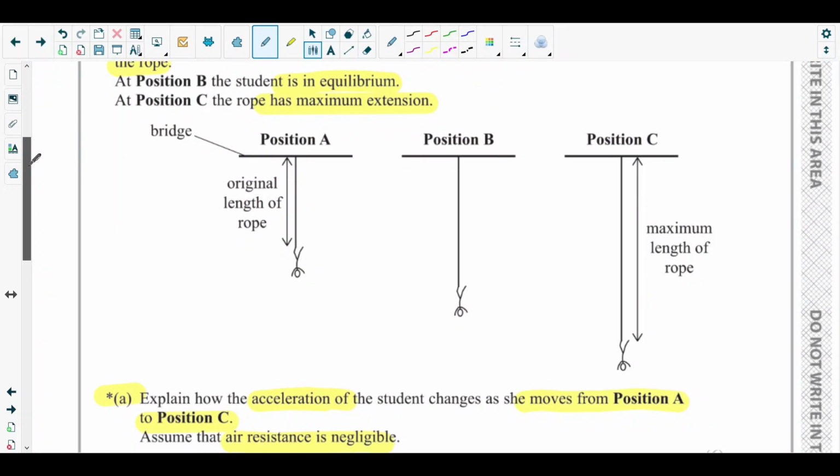Then what happens? Since the resultant force is downward, the student will accelerate in the downward direction, so its speed increases and it reaches the original length. As it reaches the original length, the rope becomes tightened, and so tension becomes effective now.